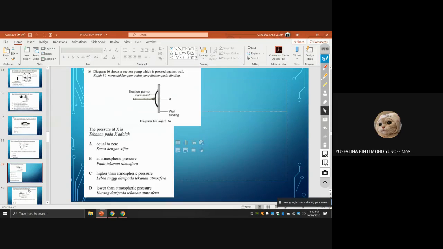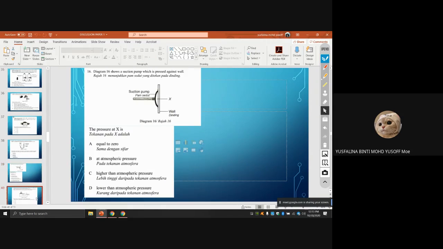Alright, next one, number 16. Diagram 16 shows a suction pump which is pressed against a wall. So the pressure at X is lower than atmospheric pressure. It will become a partial vacuum here, which means the pressure here must be lower than the atmospheric pressure. Okay, number 16, the answer is D.